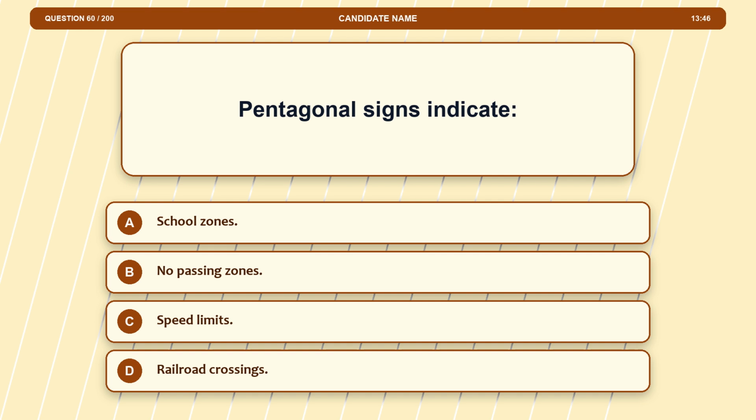Question 60. Pentagonal signs indicate: Option A. School zones. Option B. No passing zones. Option C. Speed limits. Option D. Railroad crossings.